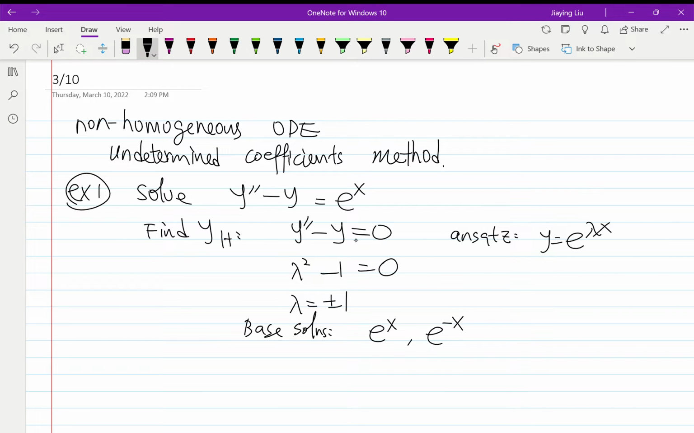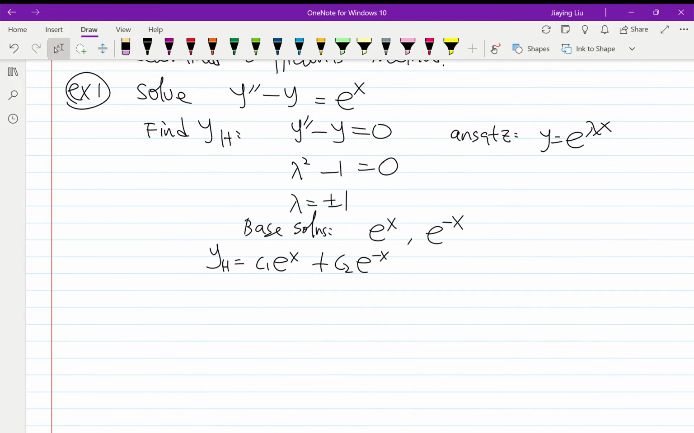From there, we can write down the homogeneous solution, which is just the general solution to the homogeneous equation. That's going to be c1 e to the x plus c2 e to the minus x. Always remember that when you write down the homogeneous solution, there's c1 and c2 there. And then after this, we can guess the particular solution.